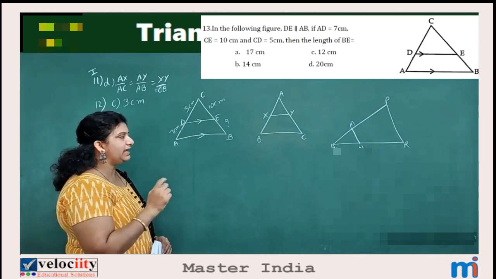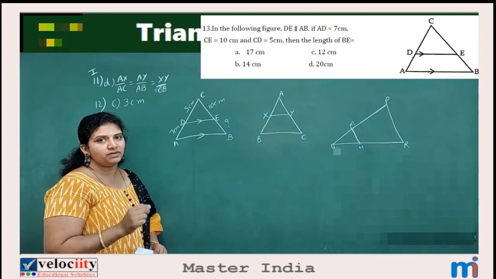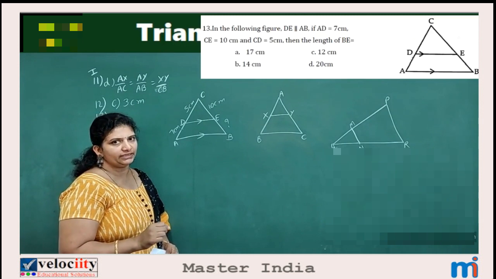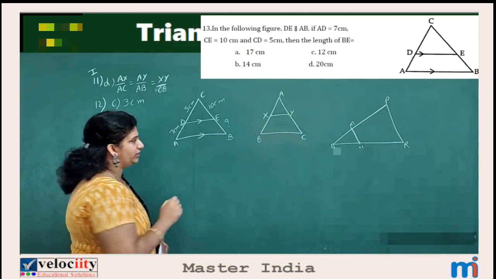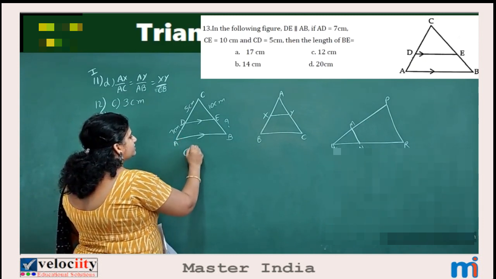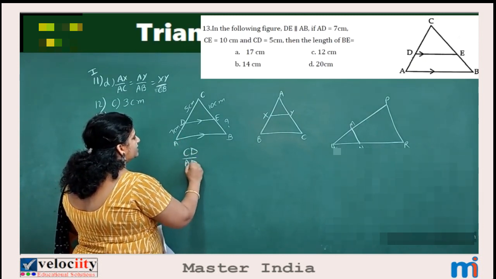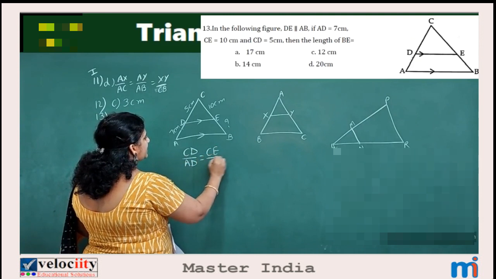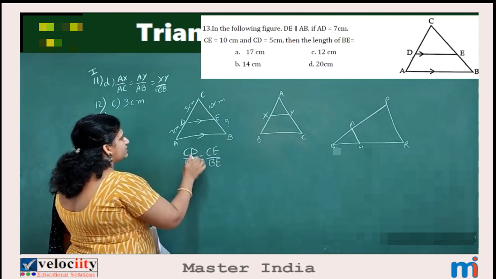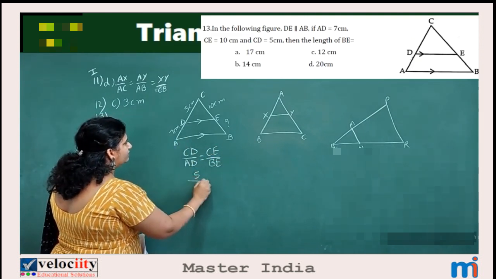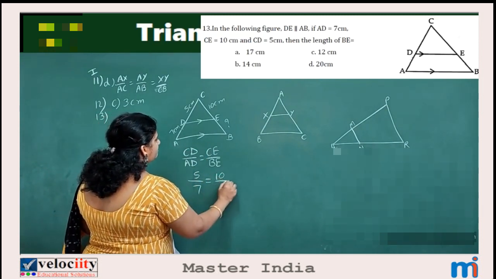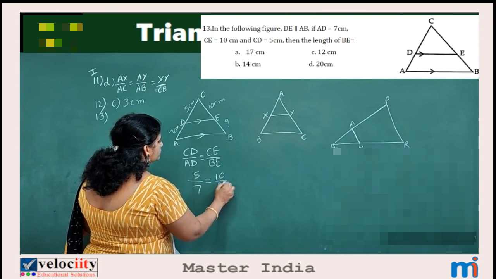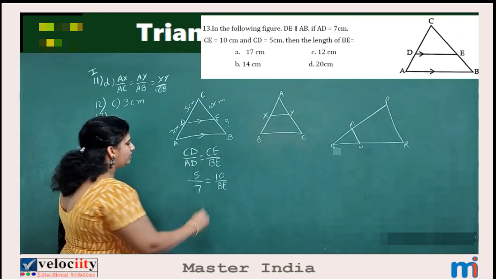If DE is parallel to AB, I remember the basic proportionality theorem. If these two are parallel, then the ratios are in proportion. That means CD by AD is equal to CE by BE. CD value is 5 and AD value is 7. CE value is 10, BE value we don't know, so we write it as BE.